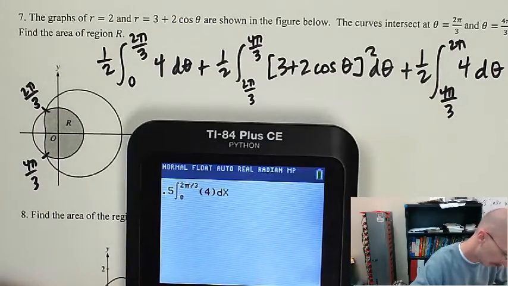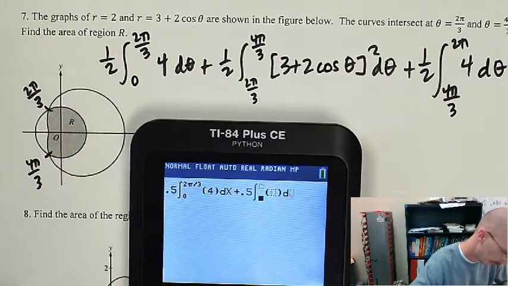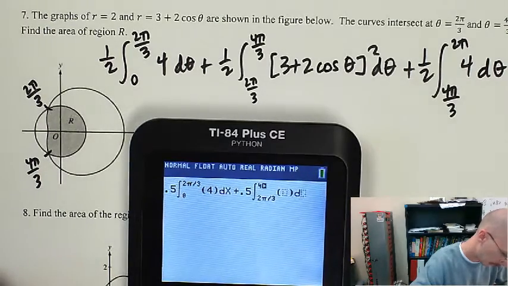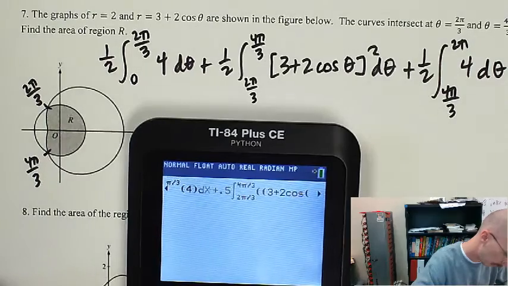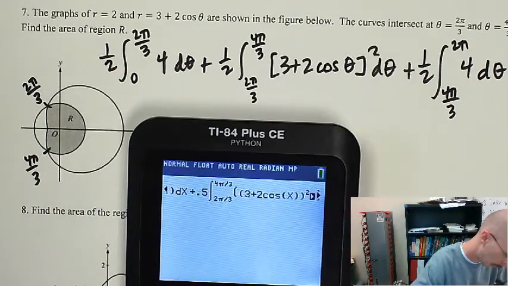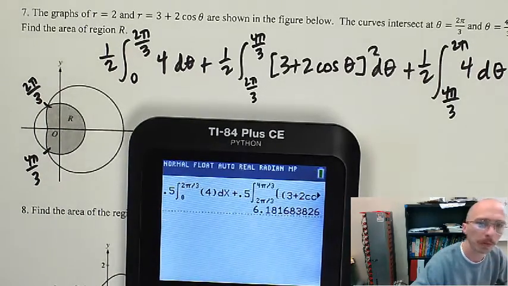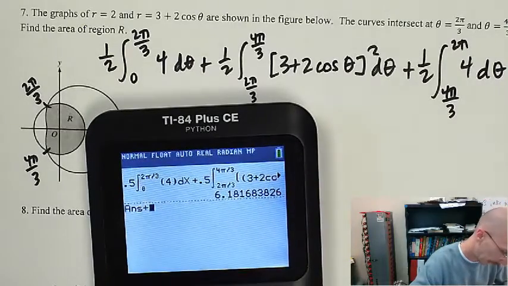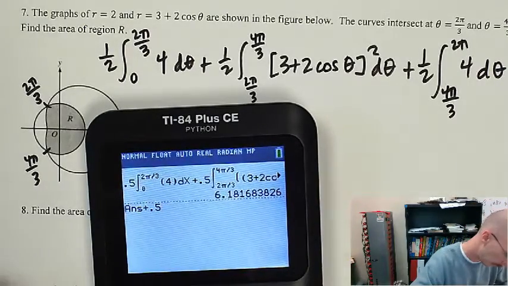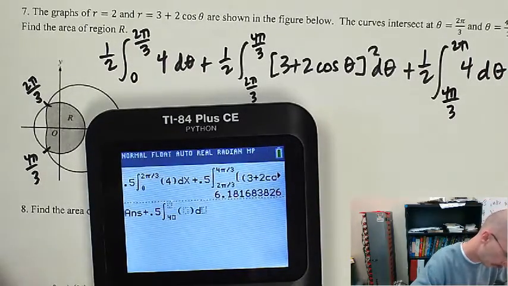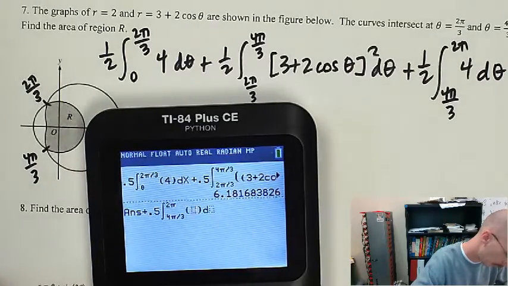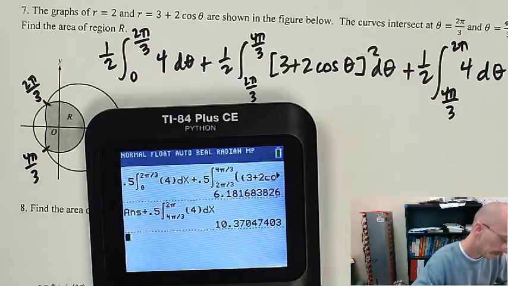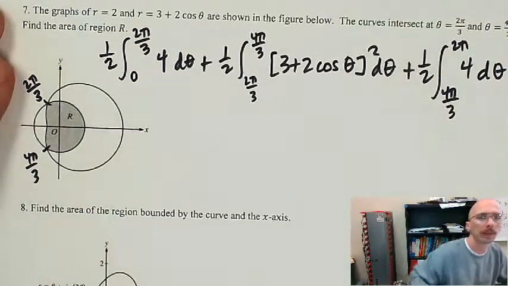4 d theta plus 5 times the unequal from... let's do both of those and then add 1/2 of the integral from pi over 3 to 2 pi of r squared. And I get 10.370.